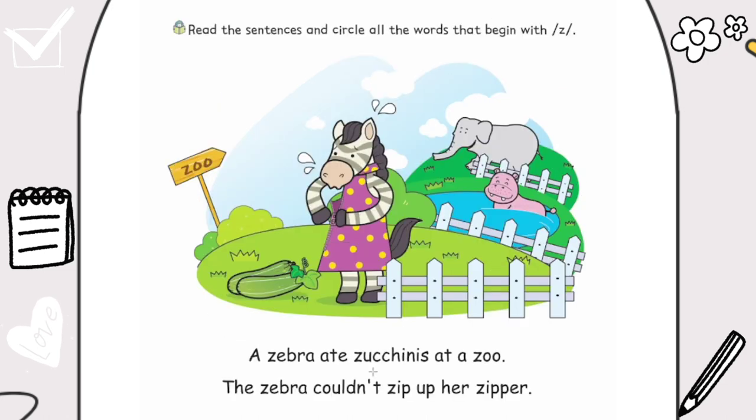Okay. What animal is standing near the fence? Yes, it is a zebra. Good job. And what do you see on the floor? On the grass. It is, yes, these are called zucchinis. Zucchinis. And where does the zebra want to go? Yes, zoo. Good job. Next, in the picture, she is struggling with something. Yes, what is she trying to zip up? Yes, it's her zipper. Great job, everyone.